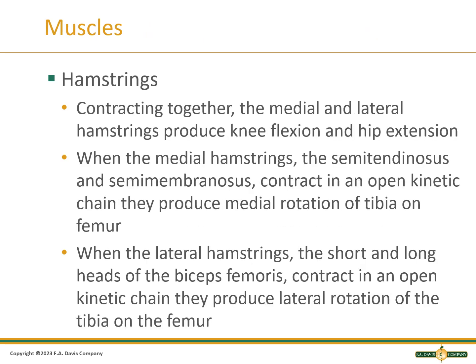Muscles of the knee. Hamstrings. Contracting together, the medial and lateral hamstrings produce knee flexion and hip extension. When the medial hamstrings, the semitendinosus and semimembranosus, contract in an open kinetic chain, they produce medial rotation of the tibia on the femur. But when the lateral hamstrings, the short and long heads of biceps femoris, contract in an open kinetic chain, they produce lateral rotation of the tibia on the femur. These are important to understand for the mechanics of the knee and what we need to have happen, but they're not as important for motion that's existing at the knee in regards to flexion and extension.